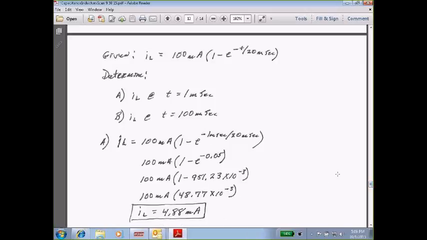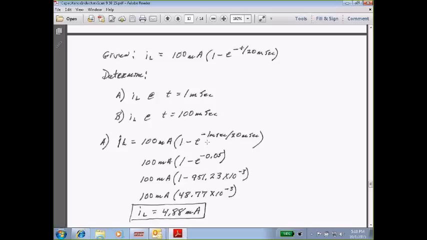Okay, let's work a couple of problems here. Determine the current for the inductor at t equals 1 millisecond and then 100 milliseconds. We're given the current for the inductor is equal to 100 milliamps times 1 minus e raised to the minus t over tau, which is 20 milliseconds.